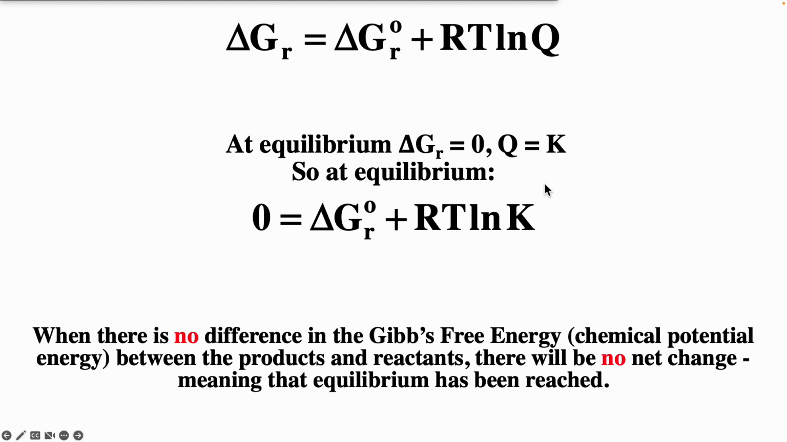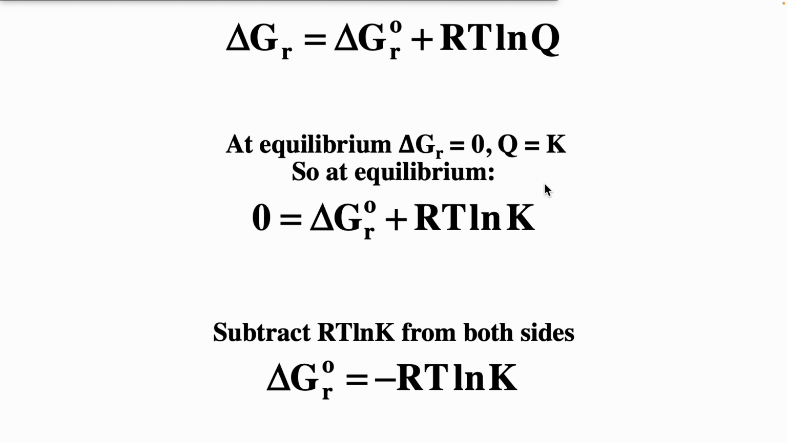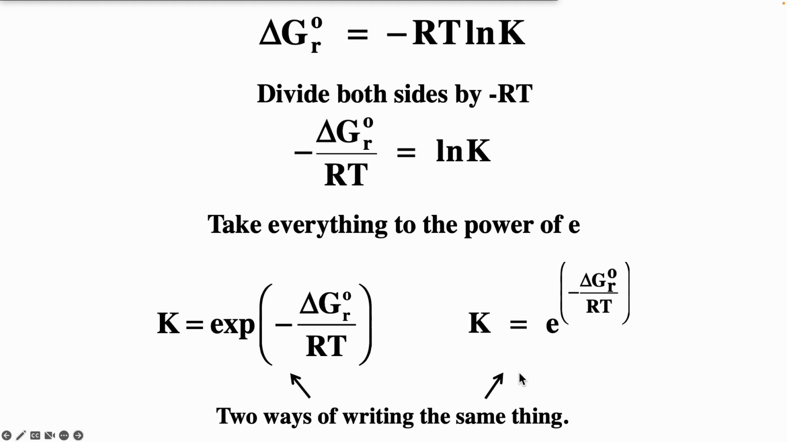Now, if we subtract RT natural log K from both sides, we get delta G naught equals minus RT natural log K. And this is kind of cool. This means that given K, the equilibrium constant, we can calculate delta G naught. Given delta G naught, we can actually calculate K. Again, please remember both delta G naught and K are constants for a specific reaction at a specific temperature.